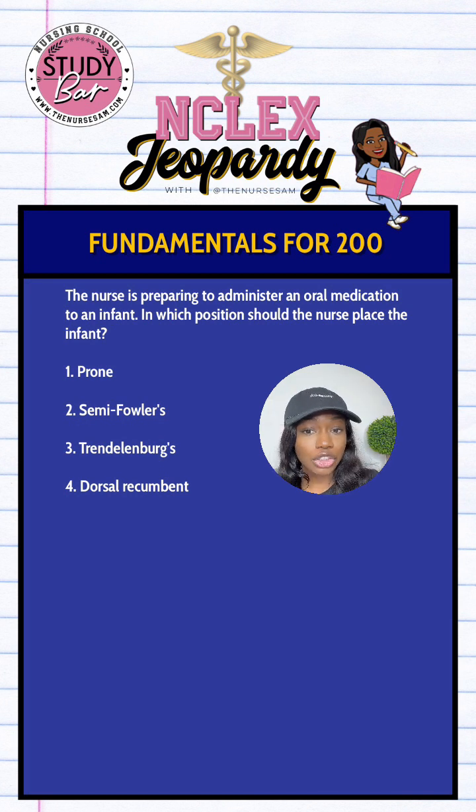All right, I'm seeing majority of 2s. I do see some 1s, but I see majority of 2s, which is semi-Fowlers. Make sure you guys know why and the rationale behind why you chose your answer. We're gonna go through it, but I just wanna make sure you guys know why you chose what you chose. All right, so let's go ahead and see what that answer is.